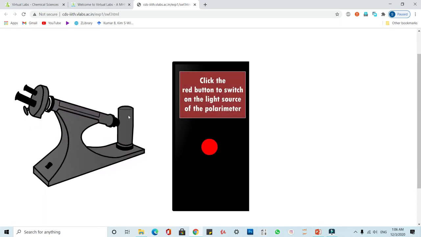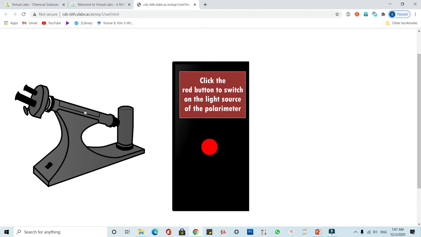Okay. This is the image that we can see through the eyepiece. Here, this is positive and negative. Now, we will record the optical rotation. Here, two buttons are given.